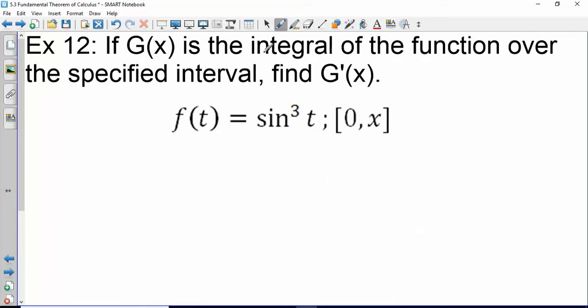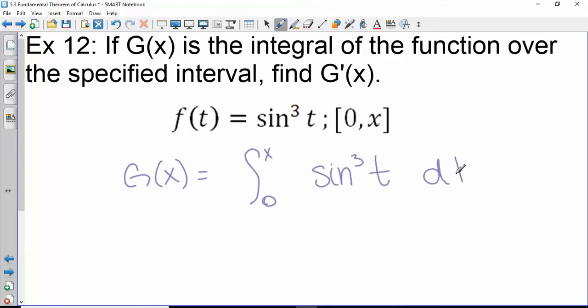G of x is the integral of this function. So G of x is the integral from 0 to x of sine cube t dt. And I'm asking you to find g prime of x. So what would be the derivative of this?